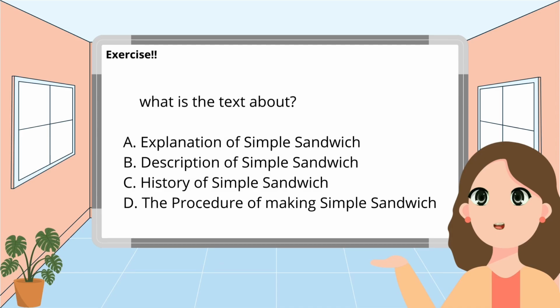Let's do the exercise. Choose the most appropriate alternative provided by choosing the answer between A, B, C, or D. Number 1. What is the text about? A. Explanation of simple sandwich. B. Description of simple sandwich. C. History of simple sandwich. D. The procedure of making simple sandwich.